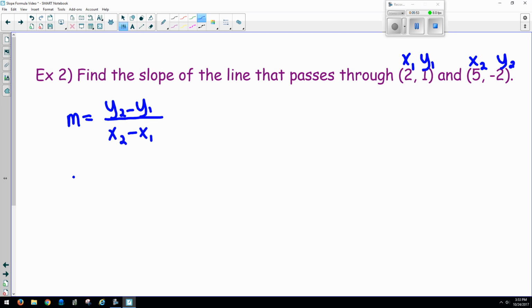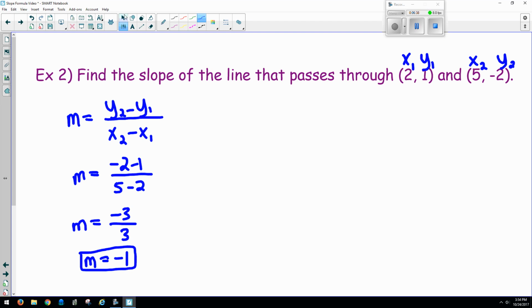It's really, really important when you're using this formula to pull from the same ordered pair first in both the numerator and the denominator. And so I'm going to have -2 minus 1. And in the denominator, I'm going to have 5 minus 2. And simplify. So I have -3 in the numerator and a +3 in the denominator. Be really careful with negatives. And so we have -3 over 3, which is -1.